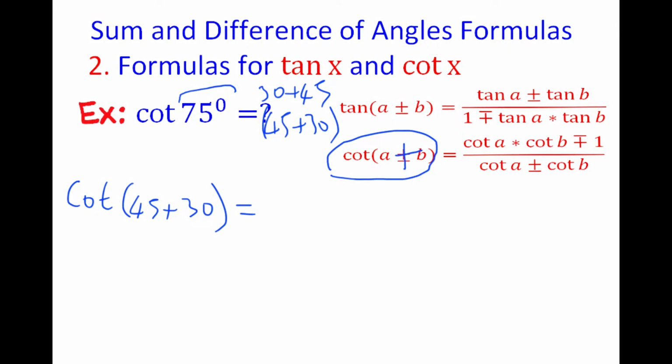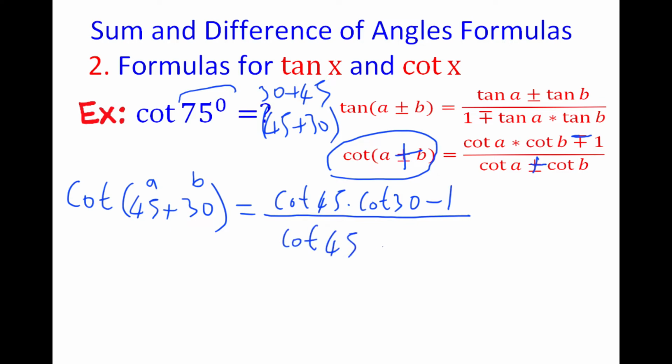That means, guys, we're going to apply the first case where we're going to have negative here and we're going to have positive here, guys. So let me draw the line first. A is 45, B is 30, guys. So we're going to have cotangent 45 times cotangent 30 minus 1 divided by cotangent 45 plus cotangent 30, guys.